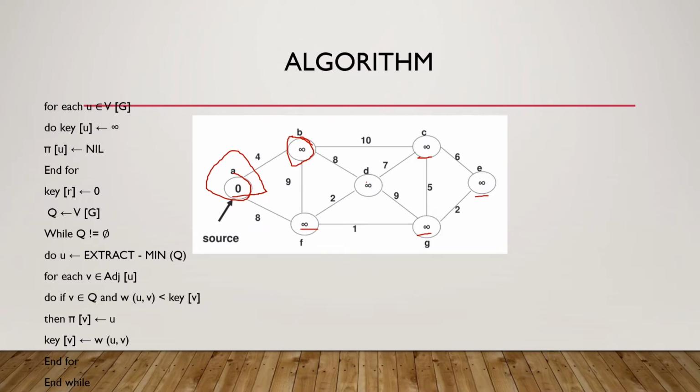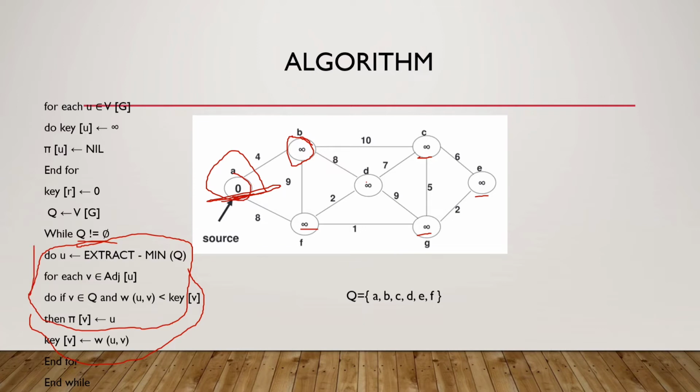Now the key of r, where r is the root, will be 0. Since it is the root, we consider it as 0. What is Q? Q is the array of the vertices of the graph: A, B, C, D, E, F. All the vertices are covered here, and that is Q. This whole loop will run until Q is empty; since Q is not empty, it will run, and once Q is nil, it won't run.